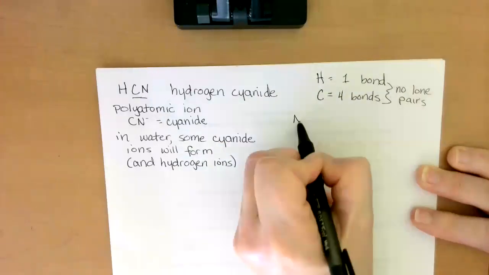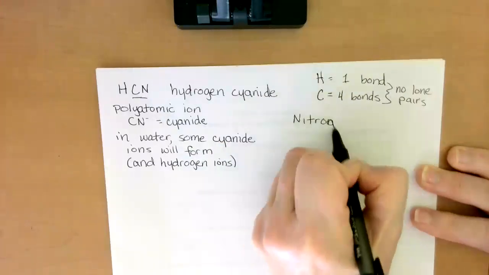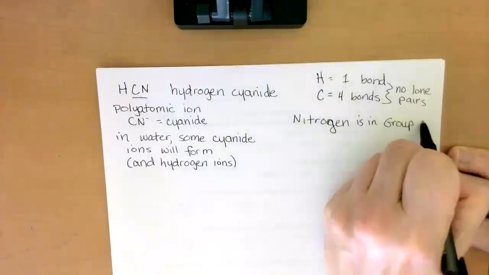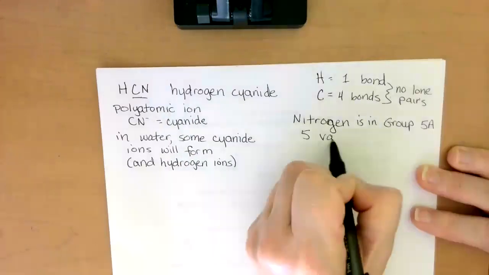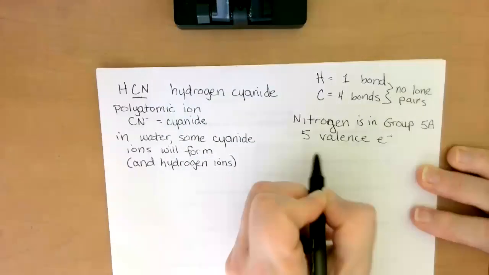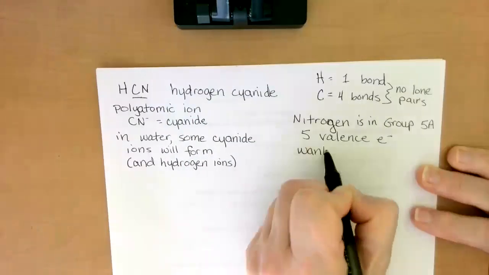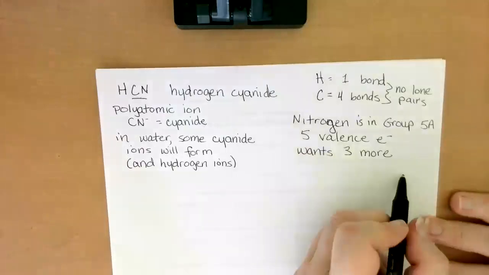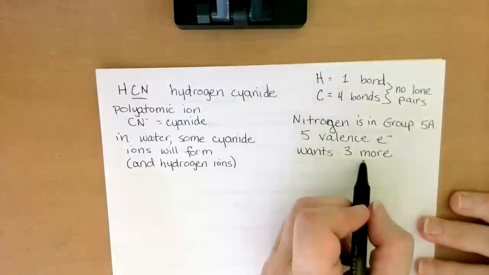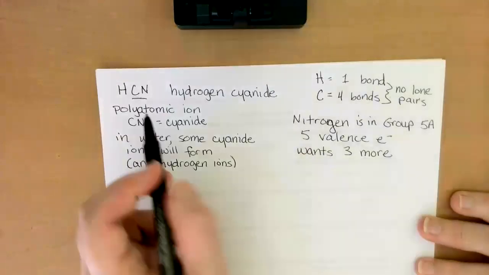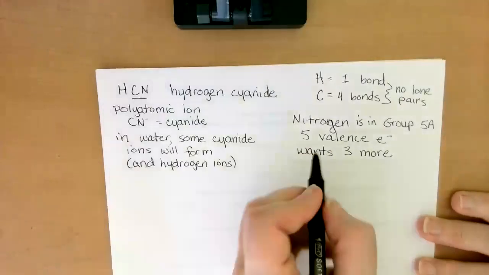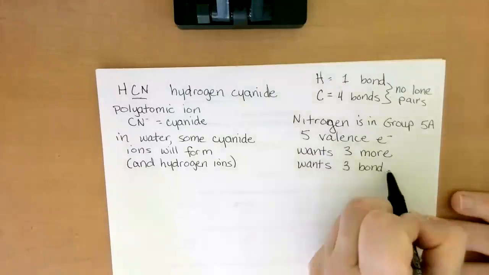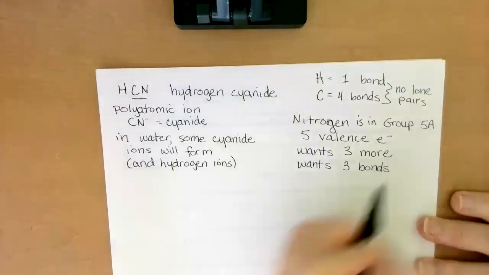Nitrogen. Nitrogen is in group 5A, just like phosphorus. That means he starts with 5 valence electrons. He wants 3 more, adding up to 8. If nitrogen is with metals, then he will gain 3 electrons. But he's going to be bonded to carbon, who is another nonmetal. Therefore, he wants 3 bonds. He'll be able to share 3 electrons with carbon. 3 bonds. There we go.